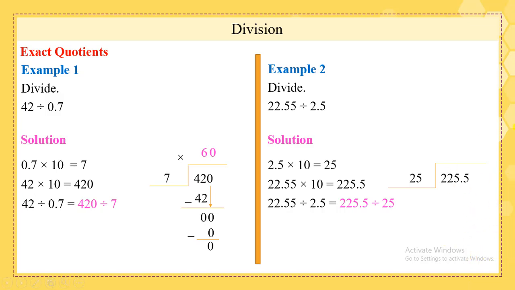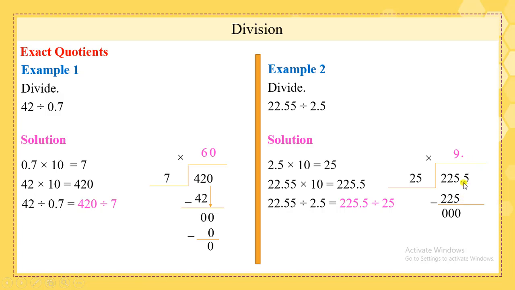Then we are going to put 9 above the 5 because it is the quotient of division of 225 by 25. Multiply 25 by 9. It is equal to 225. It is time to subtract now. 225 minus 225 is 0. Once you reach the decimal point, you directly put it up beside the quotient.